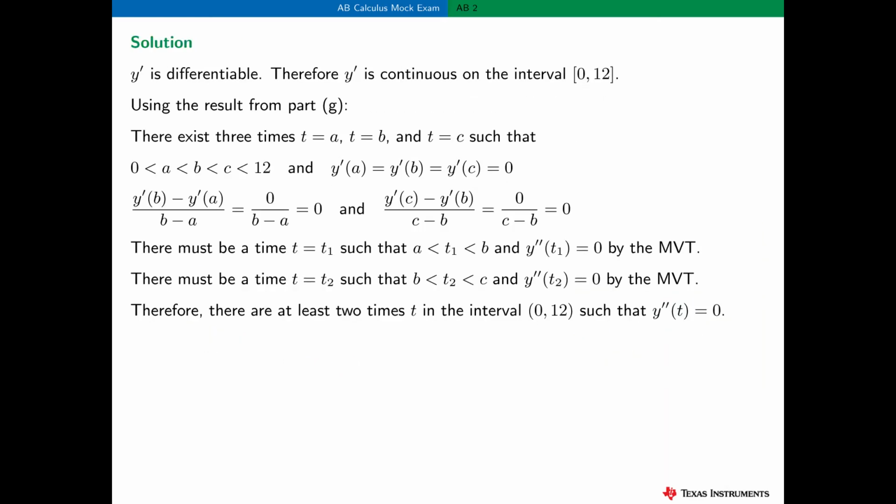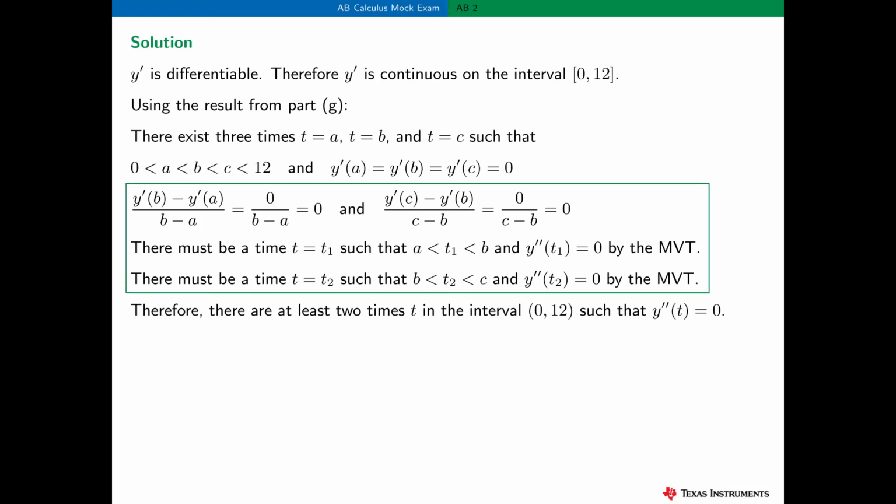Given these background concepts, let's solve this problem. Now once again, we know that y is twice differentiable, so y prime is differentiable, and therefore y prime is continuous. Now, in order to solve this problem, we're going to have to use our result from part G. We showed that there exist 3 times, let's call them t equal a, b, and c, that satisfy this inequality and such that the value of y prime at each of these is 0.